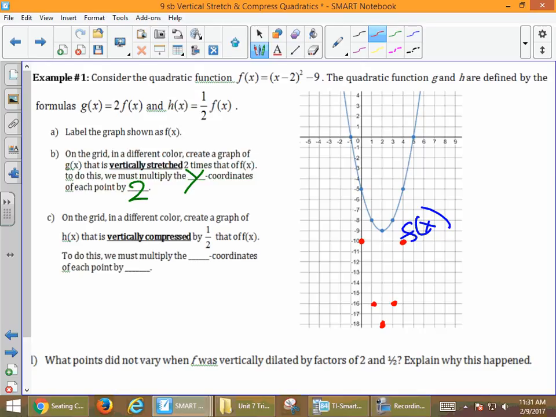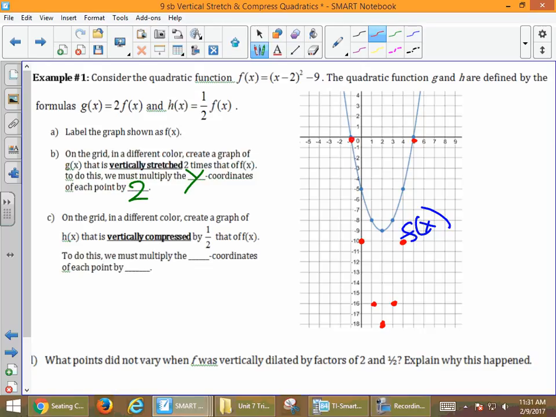And then now we have 5, 0. So we're going to take the y coordinate for 5, 0 and multiply it by 2. So what is 0 times 2? 0. So this point's actually going to stay the same. Got it. And now -1, 0 is our other x-intercept. And so 0 times 2 is also going to be 0. So this point is also going to stay the same.